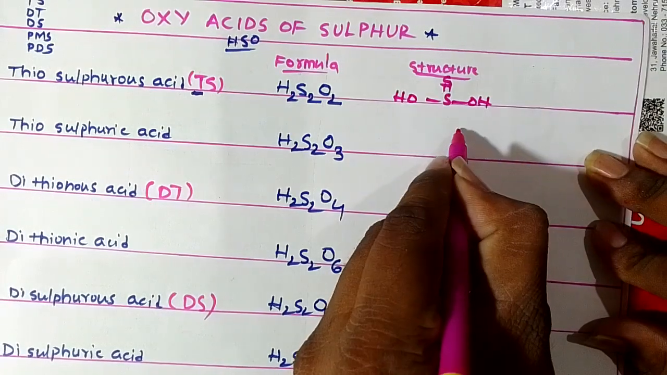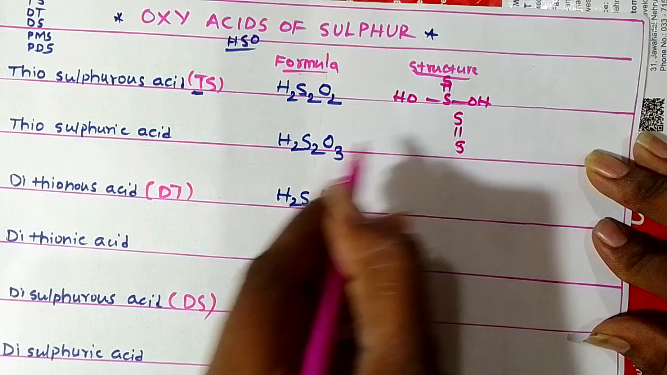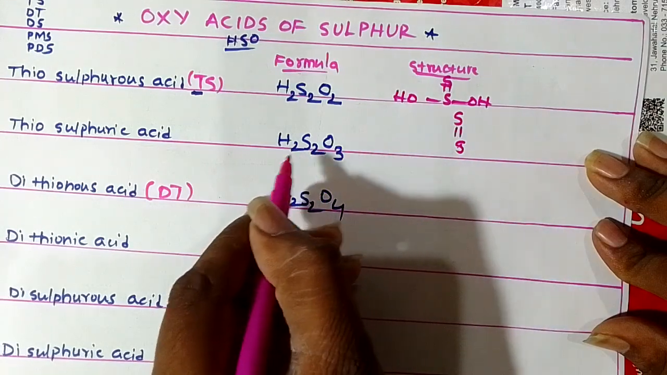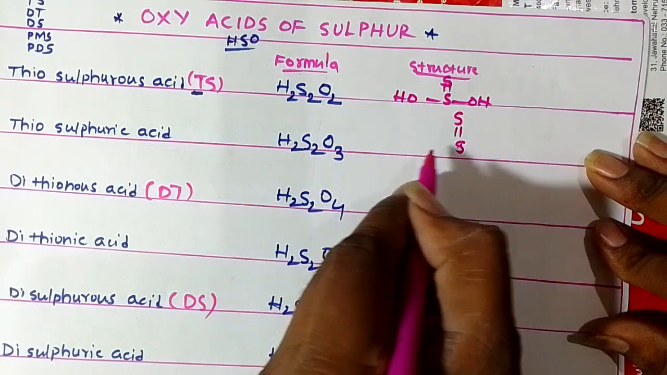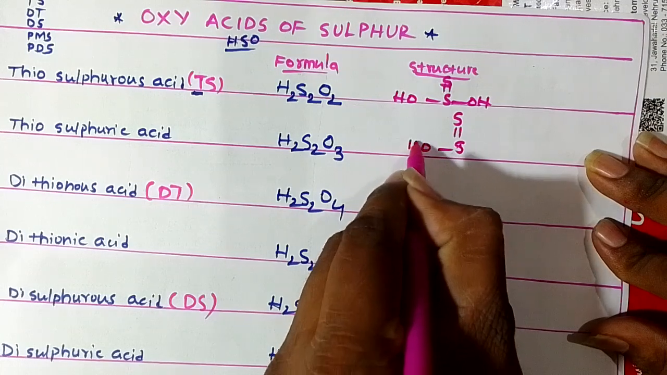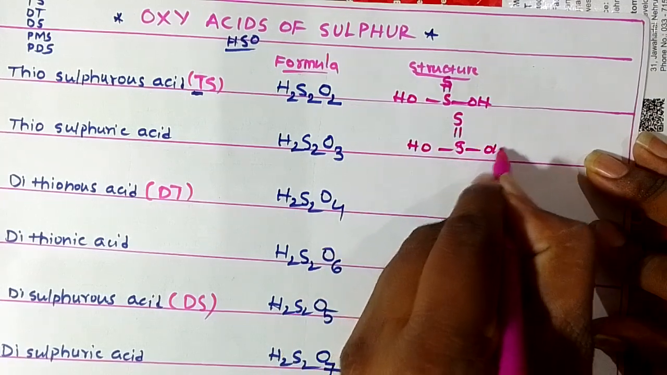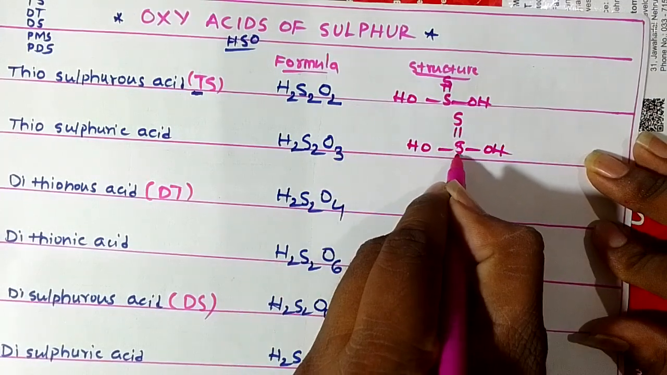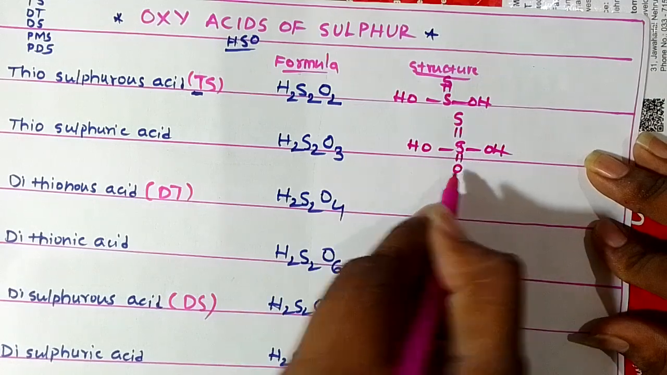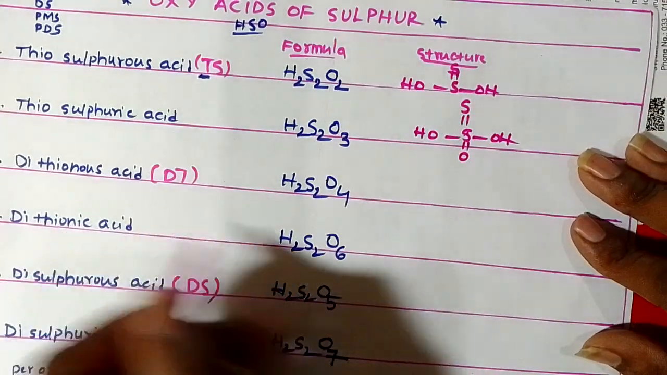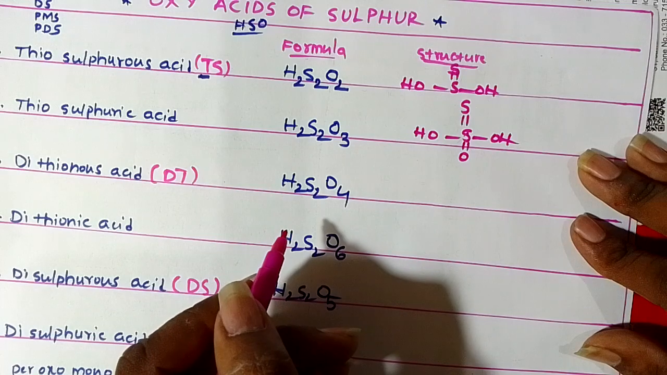S bond S is called thio group. Now it contains two hydrogens and three oxygen atoms. Two hydrogens combined with two of the three oxygen atoms to form two OH groups, and the remaining oxygen atom exists as double bond O.